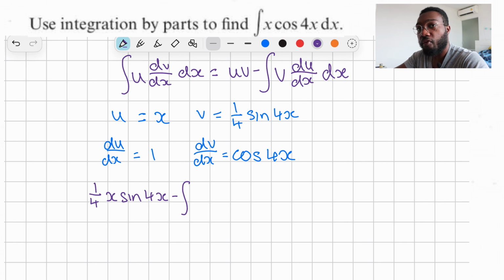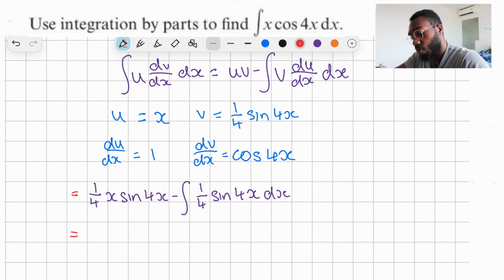In our case, that's just 1 over 4 sine 4x times 1, which is just 1 over 4 sine 4x, okay, with respect to x. And then if we are to work that out, what do we get? Well, we would get a 1 over 4 x sine 4x. And now we need to integrate that 1 over 4 sine 4x.